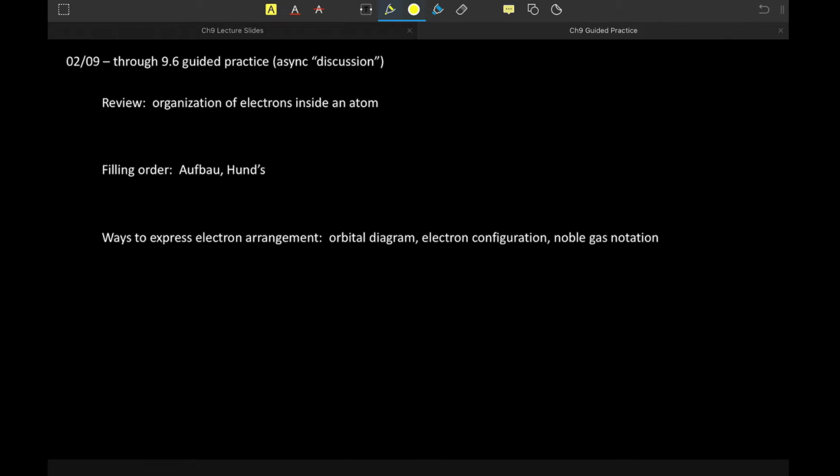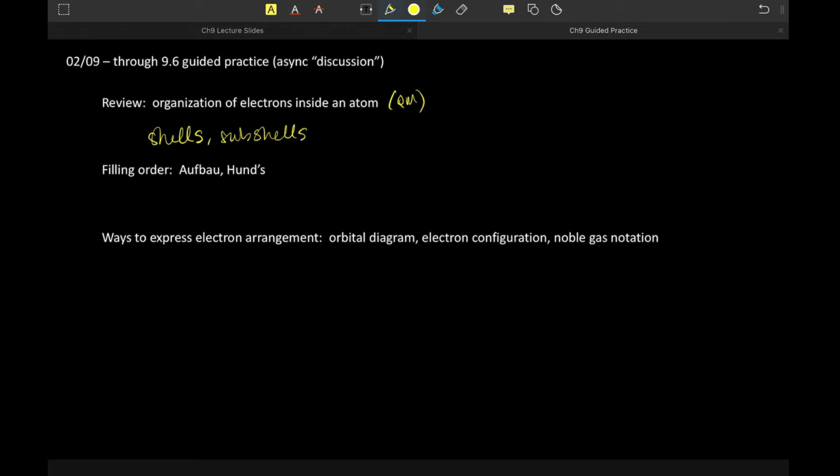All right, so first let's review the organization of electrons inside an atom. This is obviously with the QM model, because that's the currently accepted model. First we have our shells, which are the first level of the hierarchy. Shells provide your approximate distance from the nucleus, where the first shell is closest, the second one is further, the third one is even further. Each shell is composed of subshells.